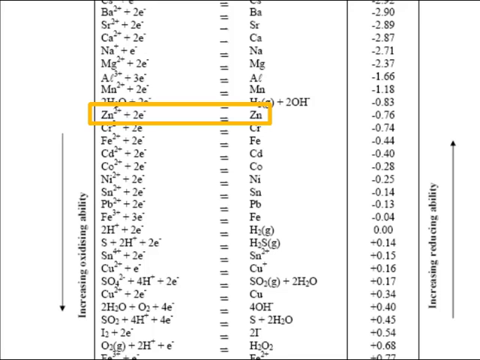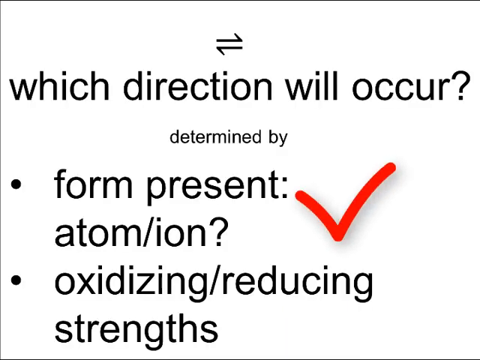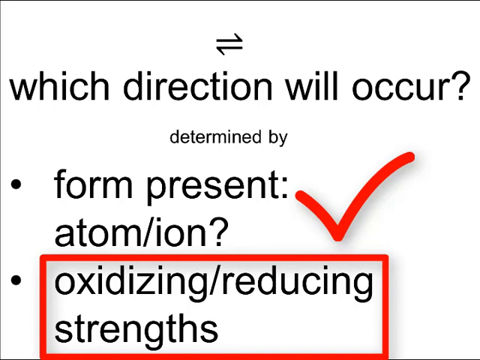Here we have zinc's position in the table and there is copper's position in the table. We have both zinc and zinc ions present. We have both copper and copper ions present, so the availability of the chemicals isn't the issue here. Now we need to decide which is going to be oxidized, which is going to be reduced.